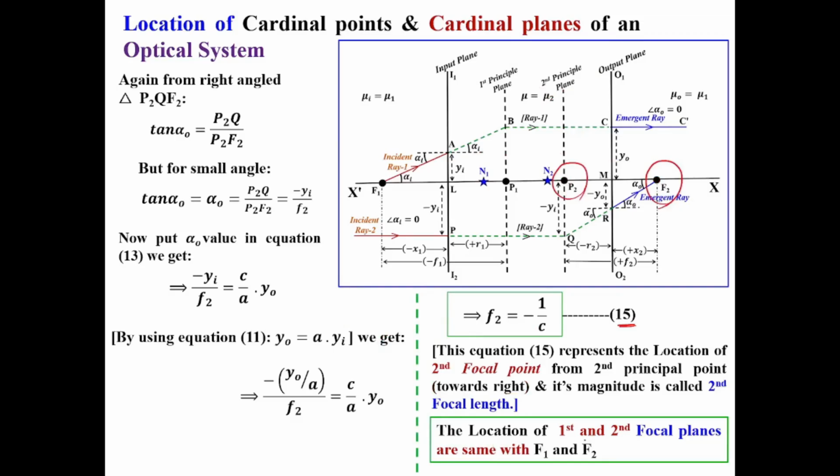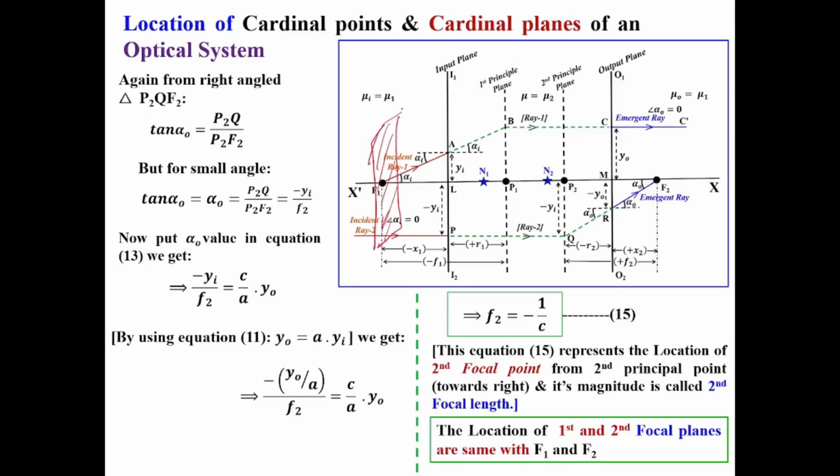Now, the locations of the first and second focal planes are the same as F1 and F2. Here we found the first focal point. This is your second focal point. Focal planes pass through these points only. We already discussed this in our last class.